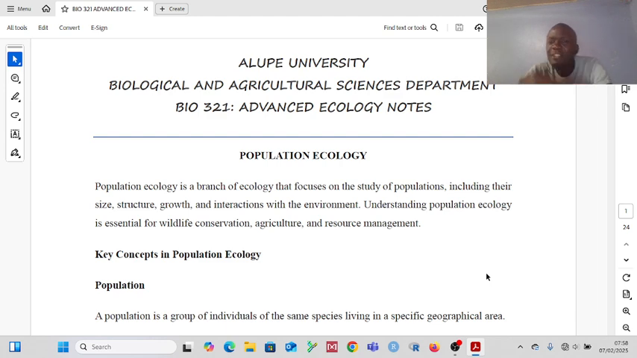Trying to understand population ecology is essential for any given population that you are interested in. You can think of a wildlife reserve, a game reserve. At some point, the Kenya Wildlife Service will be interested to know: is the population of elephants increasing or decreasing? Then, how many males, how many females? So that is population ecology.